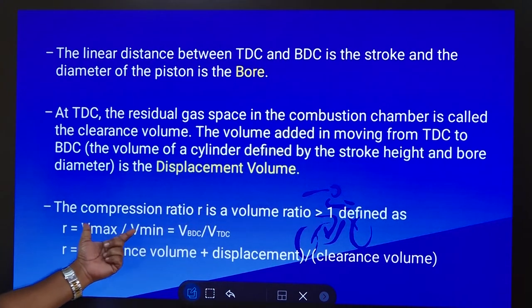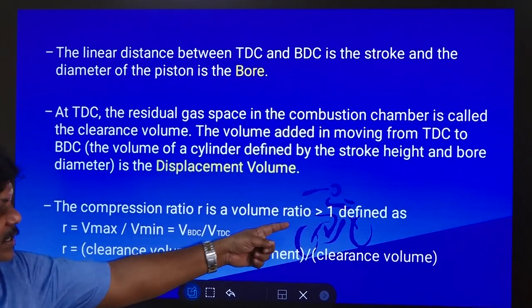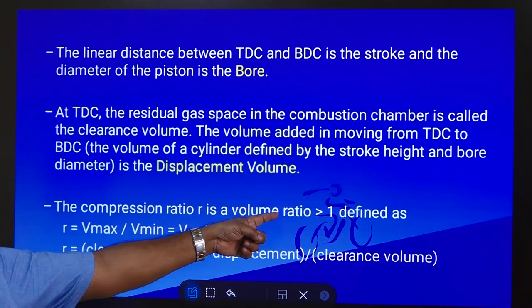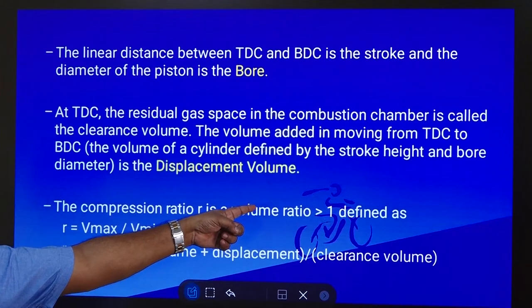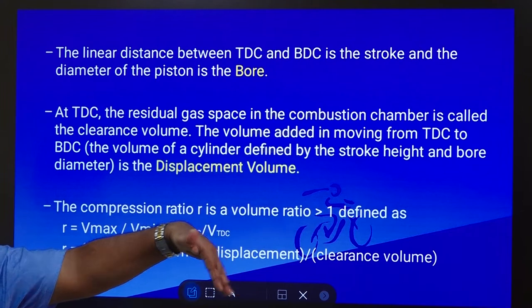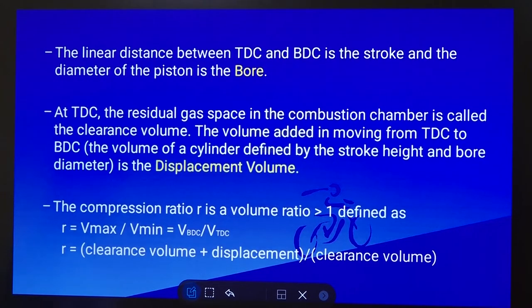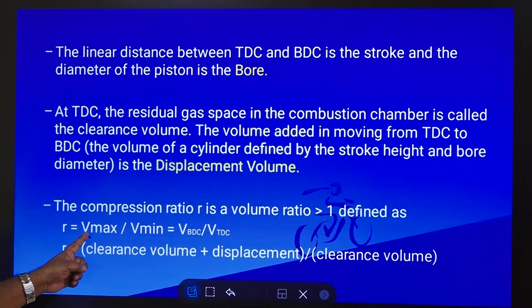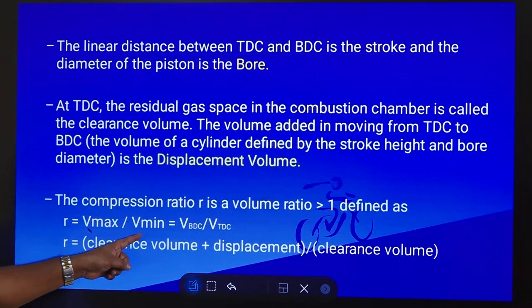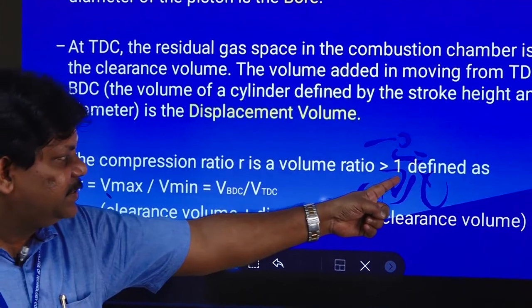Now the compression ratio, r, is a volume ratio and it is always greater than 1, because the total cylinder volume is always bigger than the clearance volume. When you divide these two, you get a value greater than 1. So r is V max by V min, and r should always be greater than 1.